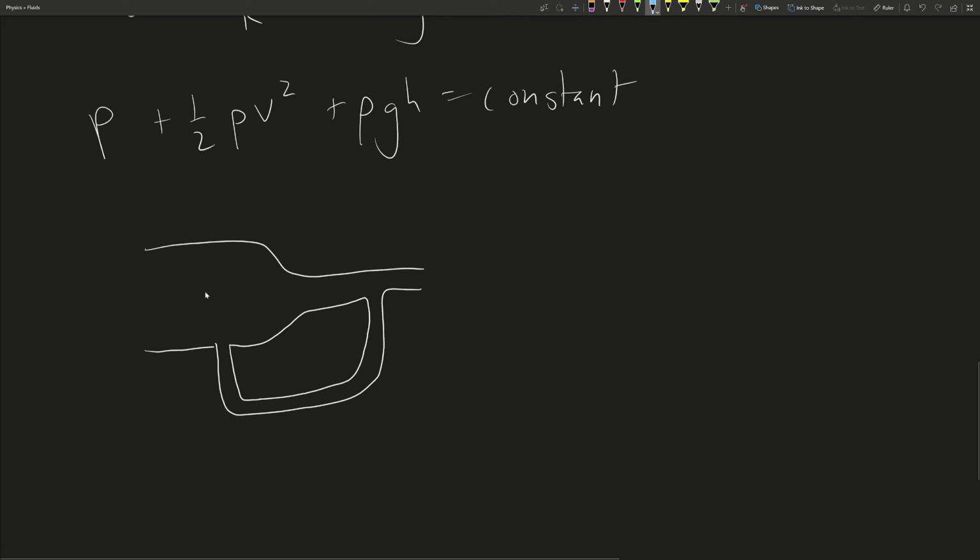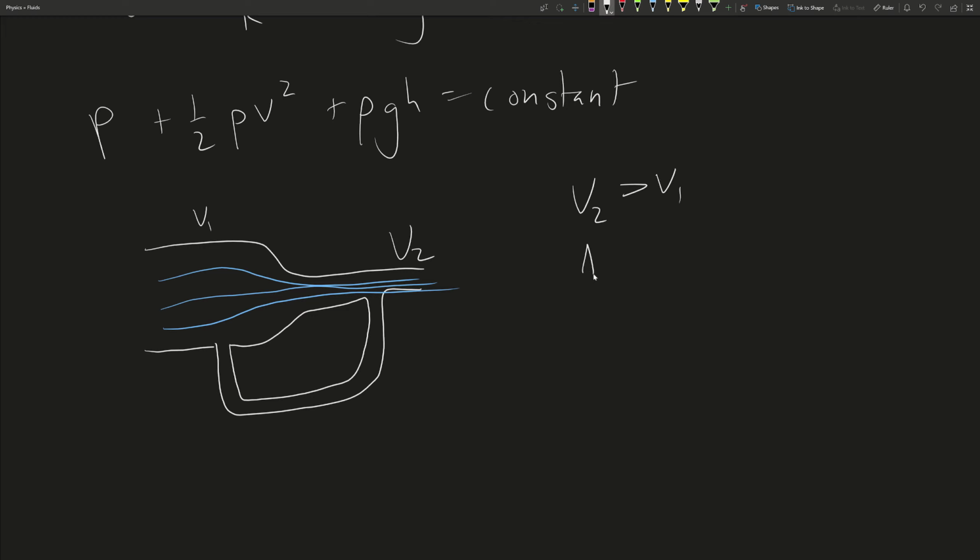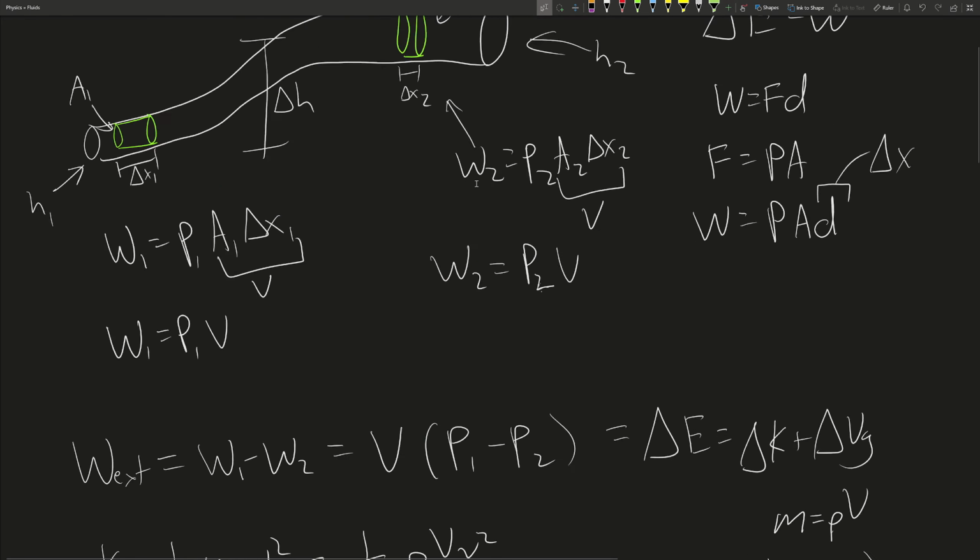If you have a fluid moving through here, first of all, we know that the velocity here, and then velocity 1. So we know that velocity 2 is greater than velocity 1, since the area at point 1 is greater than the area at point 2, and this comes from our continuity equation.